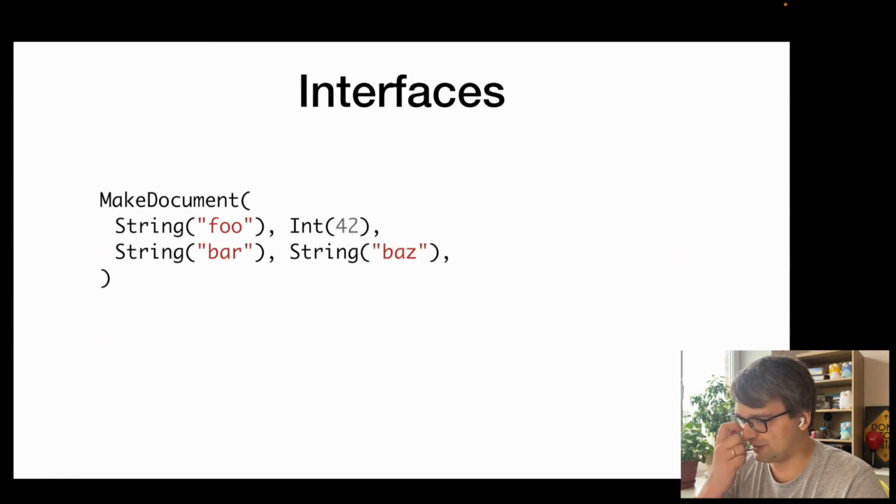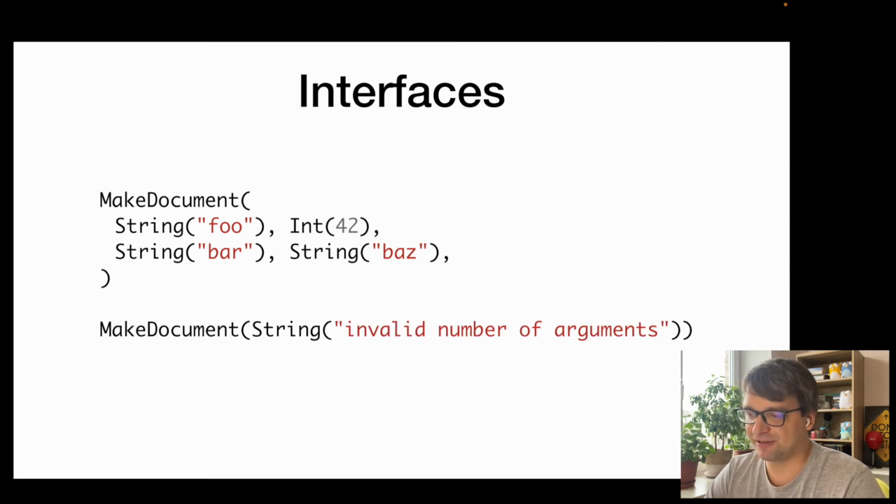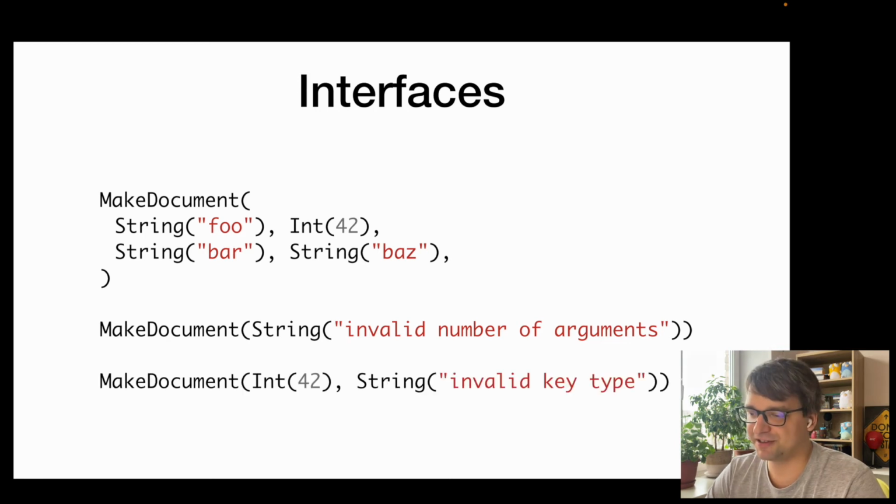So how do we use it? We call the function with a number of parameters. And again, all these values are wrapped, but we can't do better with interfaces. It is also possible to call this function with an invalid number of arguments and also with invalid types. So the key of the document should be a string, but here it is an integer. Both those cases are not covered at compile time.